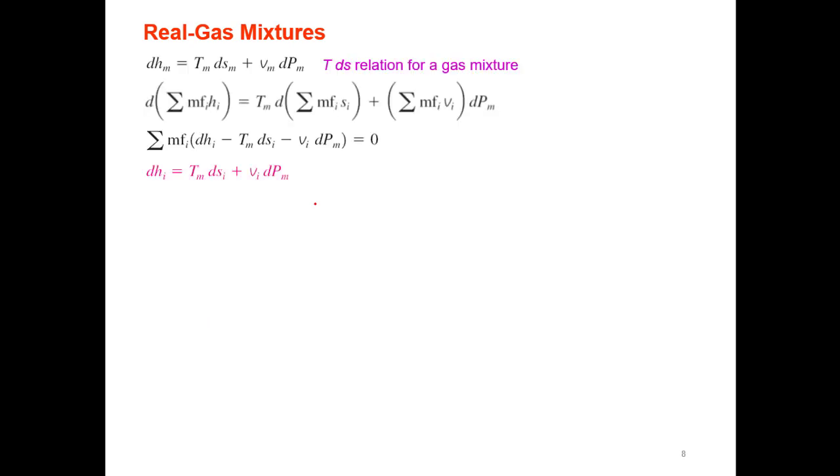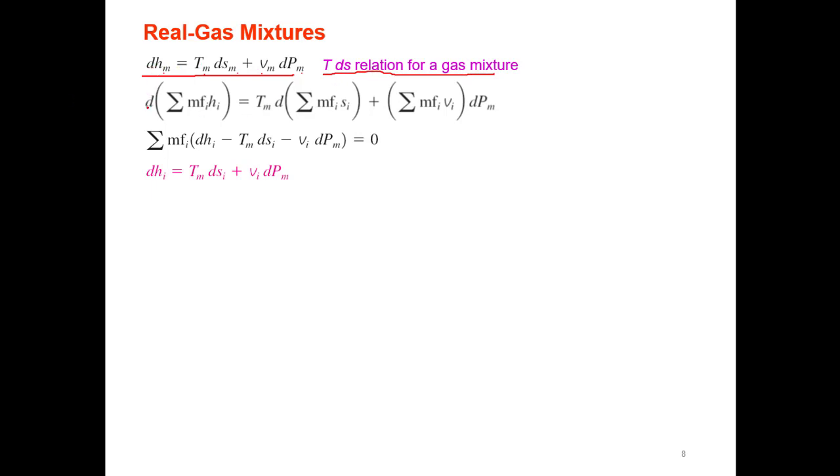For the real gas mixture, we can use the general relations that were derived in the previous chapter. If you remember the Maxwell relations, one of the Gibbs equations, dH is equal to TdS plus VdP. Here, if we put M for the mixture, that's the TdS relation for a gas mixture, right? And we just modify that.